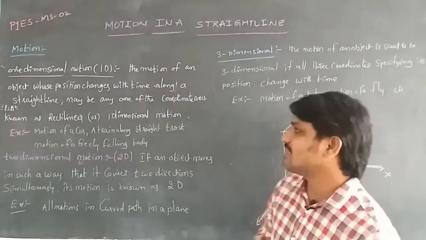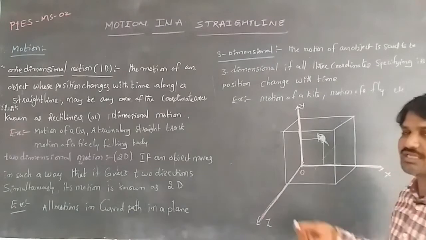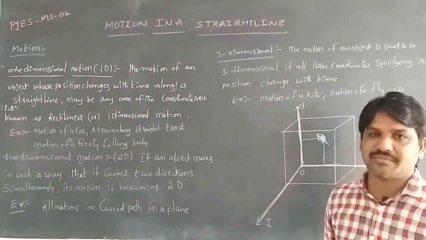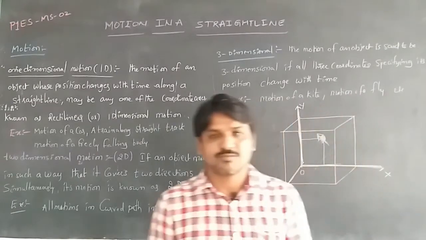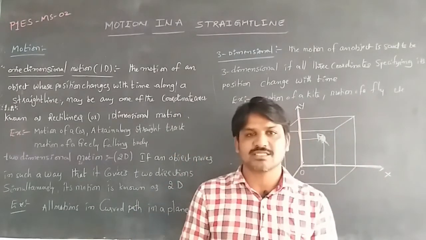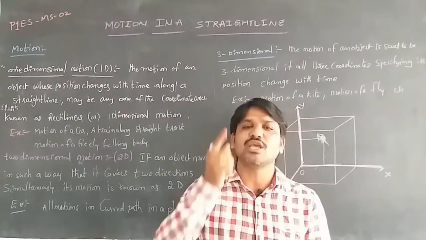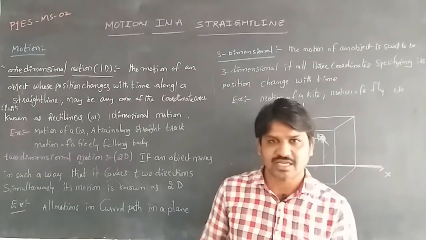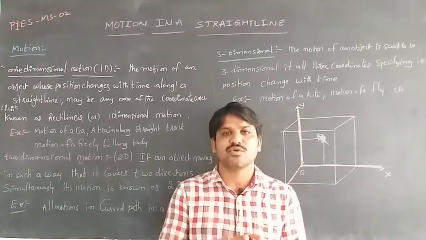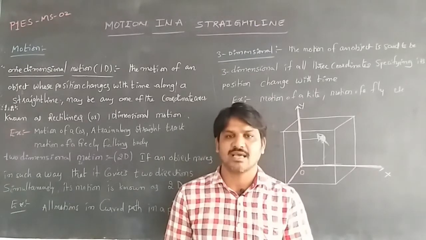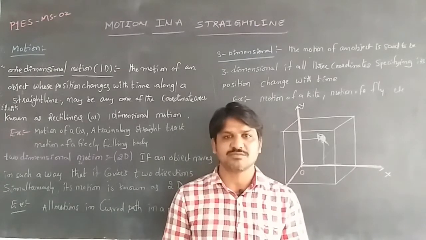These are the three types of dimensional motions, that is 1D, 2D and 3-dimensional motions. If the body is moving along a straight line, to specify the position on any one coordinate axis, we can specify the position of an object whenever it is in motion. If we specify it by using one coordinate axis, then that will be one-dimensional motion.